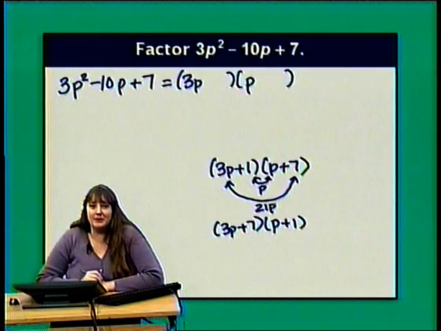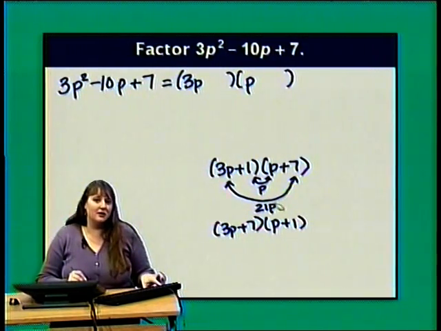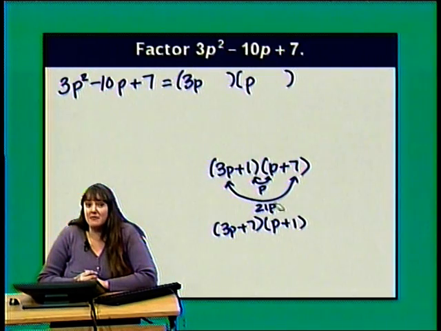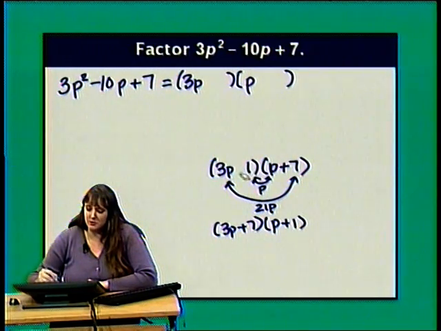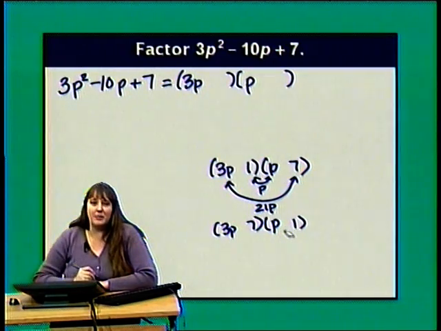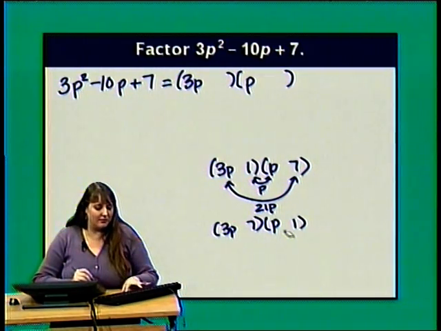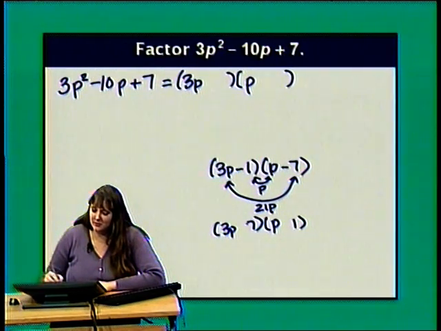That sum is 22p. What do I want for my middle term? Negative 10p. I'm doing something wrong here. I'm not ever going to get negative 10p for my middle term if I'm using positive 1 and positive 7 as my constants. So let's go back and rethink about the guesses I made here. I wanted to have positive 7 for my constant, but I know I need a negative number for my middle term. So both of these integers need to be negative. So the only thing I'm going to change in my guesses here is to make both 7 and 1 negative.